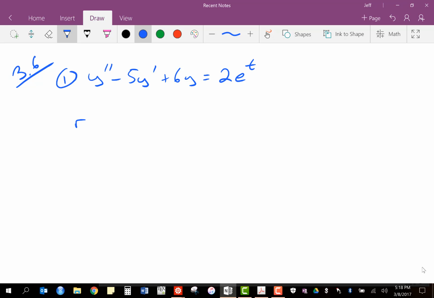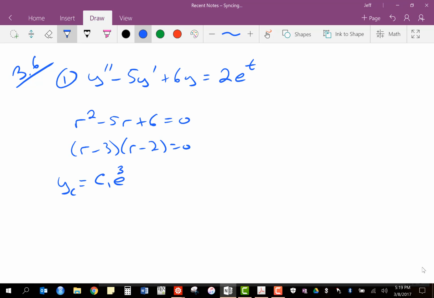So my characteristic polynomial would be r squared minus 5r plus 6 is equal to 0. And that does factor to r minus 3 times r minus 2 is equal to 0, which means that the complementary solution would be c1 times e to the 3t plus c2 times e to the 2t.